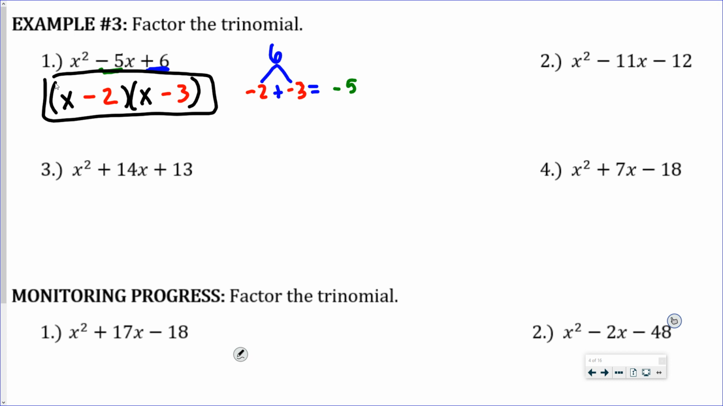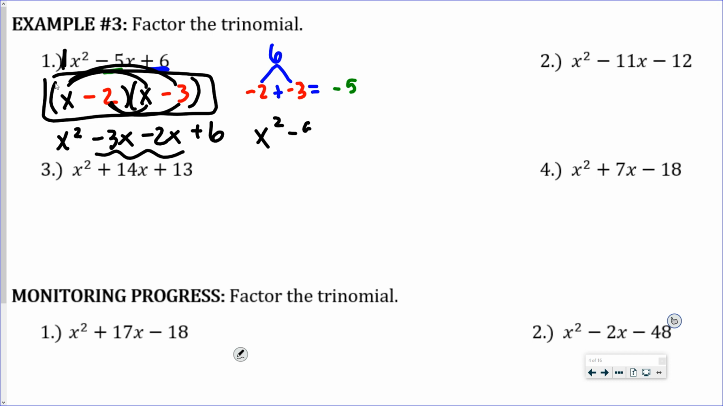Now I'm just going to quickly show you why this works. I'm going to multiply it out. You don't have to do this in your notes. But x times x would give me x squared. And that's what I'm saying. If there's a 1 here, the only way you can get to x squared is x times x. Minus 3x minus 2x plus 6. And then you have those two that add to negative 5x. And we get that product.